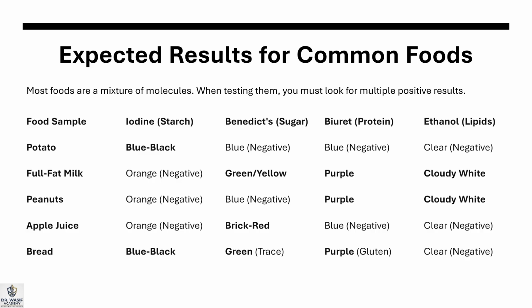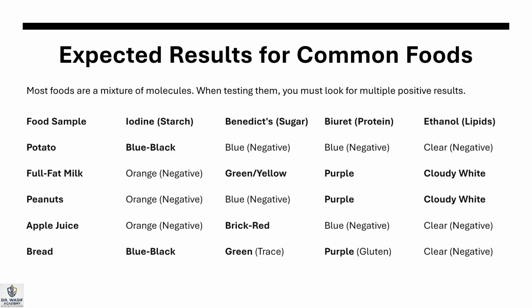Now that you have understood how the tests work, let's see if you can read the results like a scientist. This is exactly what you will see in an exam, a data table of unknown food samples. Let's decode it together. Look at the potato. It is the king of starch, turning that iodine blue black. But notice, it tests negative for everything else. It is pure energy storage.